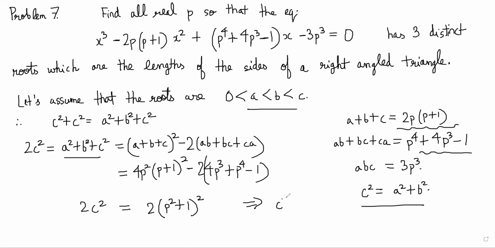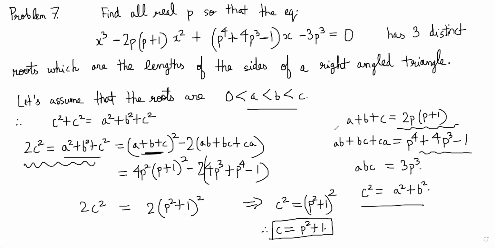And that gives us c square is equal to p square plus 1 whole square. Therefore, c is equal to p square plus 1. How did we come to this conclusion? We got it by using this relation. 2c square is this, and we used equation 1. This is equation 1, this is equation 2. We used 1 and 2 to simplify this, right? We got c is equal to p square plus 1.